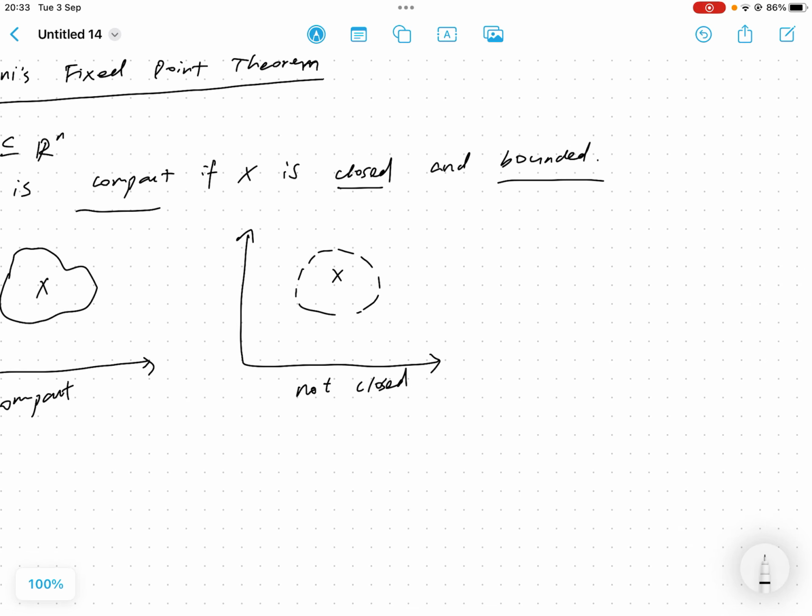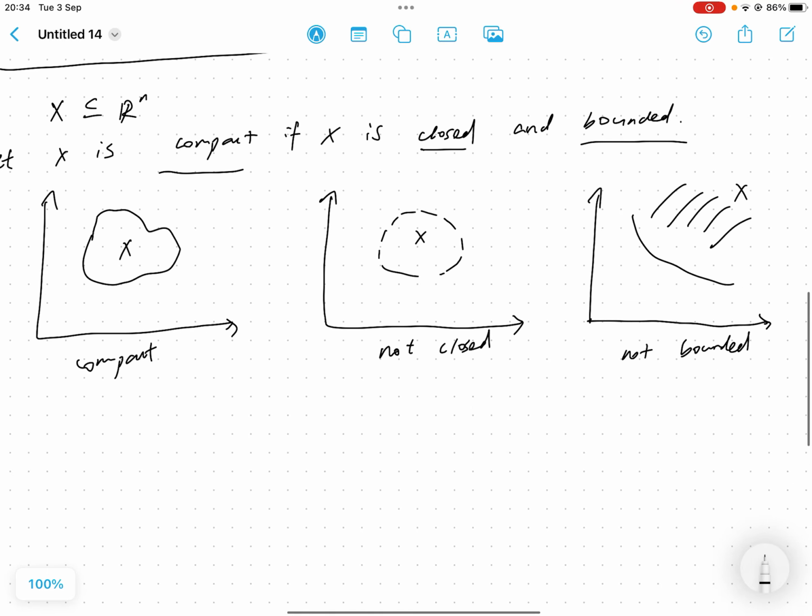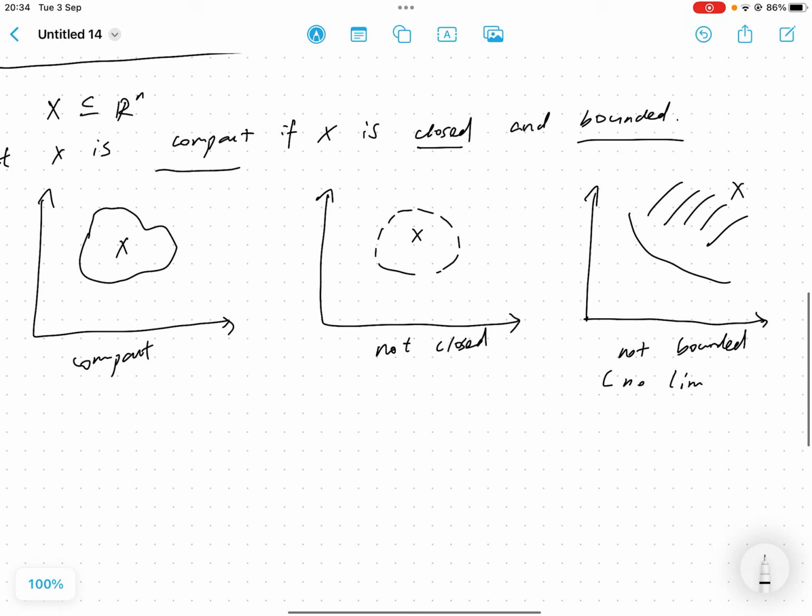For another example, if it's not bounded, so it means that it's not limited, it will look something like this. Maybe it has some boundary, but it goes to infinity all the way up and right. So it's not bounded, there's no limit, or we just say unbounded. That's the rigorous term.